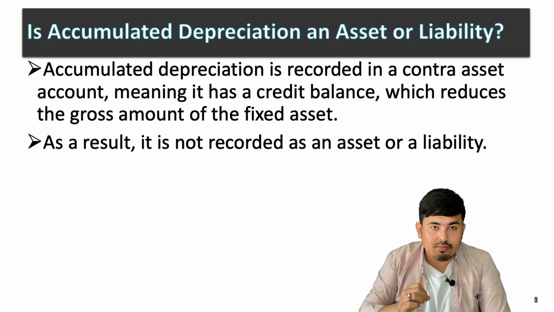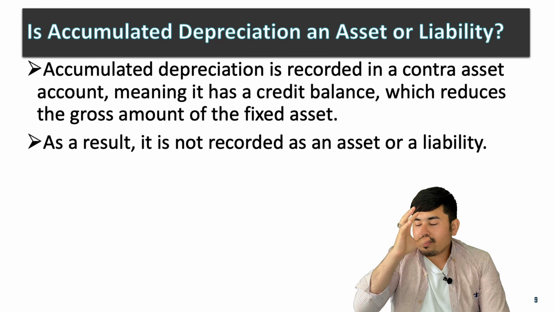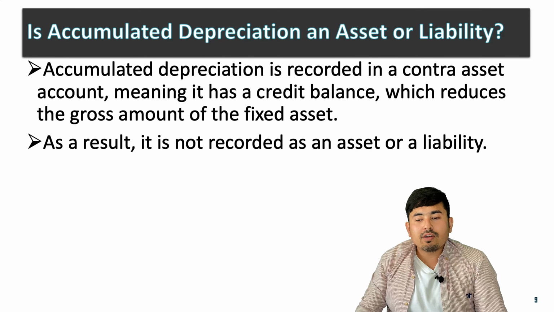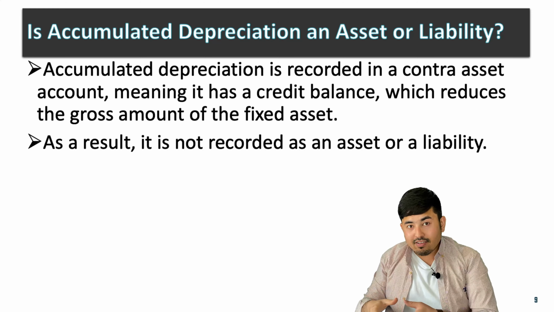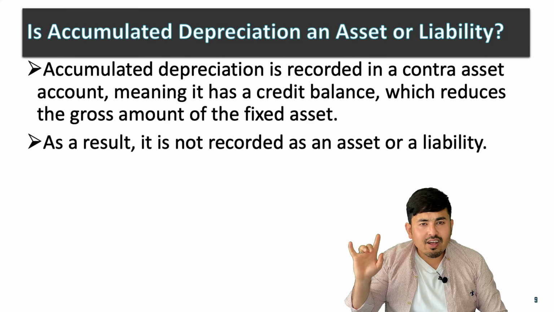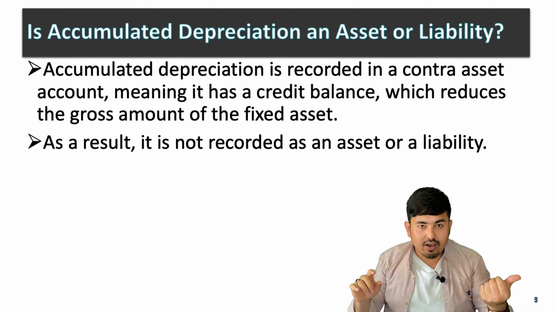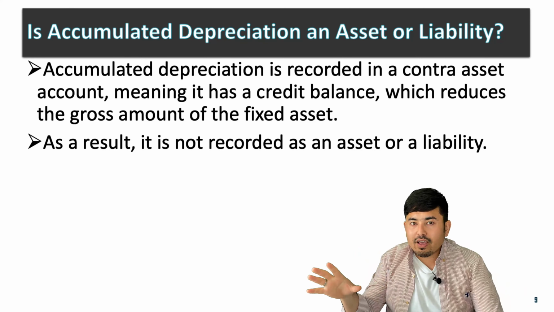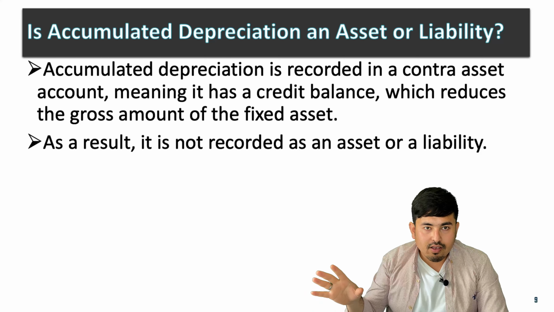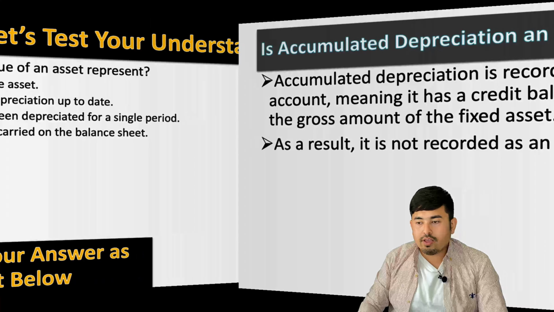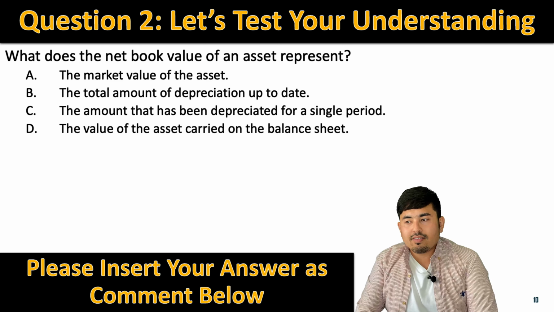When this balance increases, the accumulated depreciation increases, it will decrease the overall value of the carrying amount. It will be deducted from the fixed cost, the total amount paid for that fixed asset. As a result, it is not recorded as an asset or a liability. Remember, it is not a liability. It is not an asset. It is actually a contra to an asset account, but it is not a liability. It's not payable to someone else. So it's only a contra account.